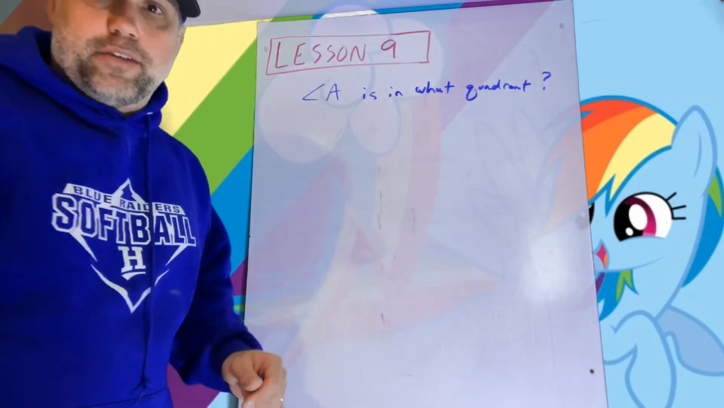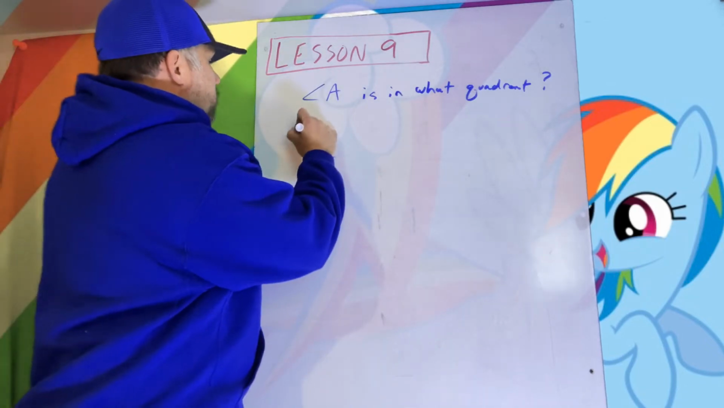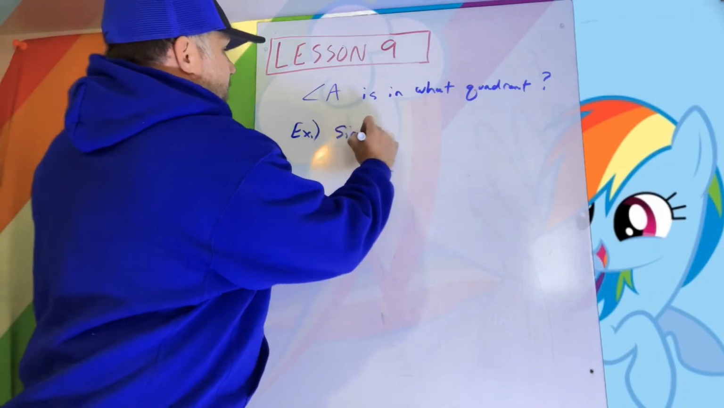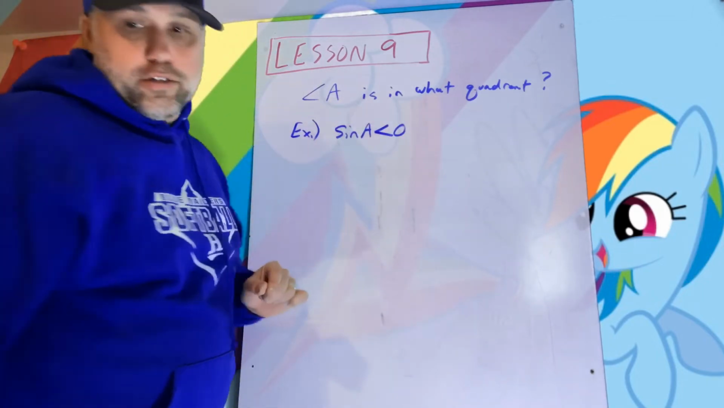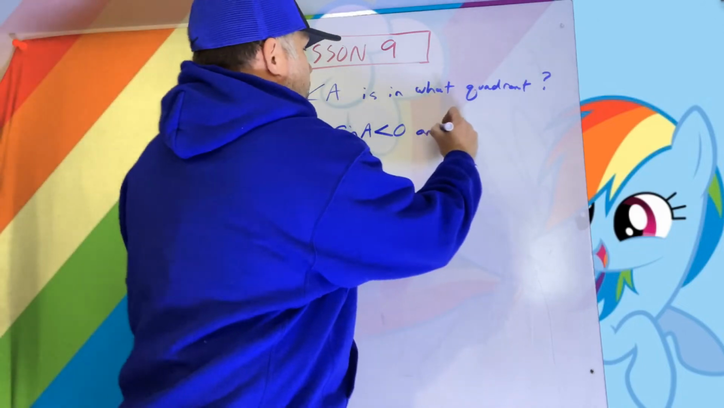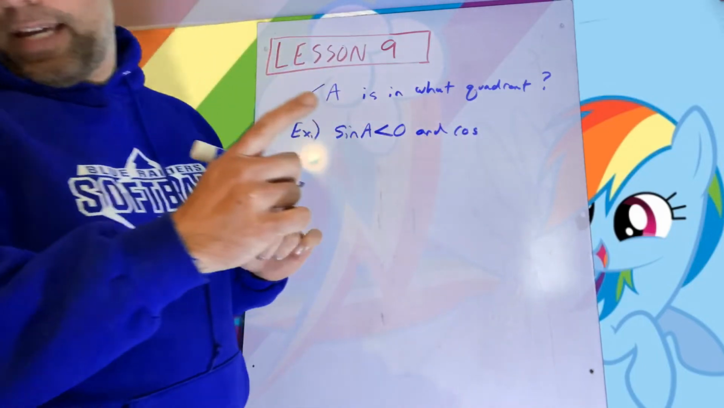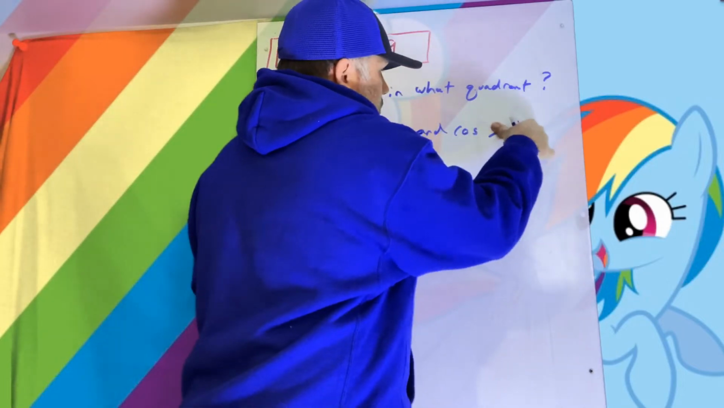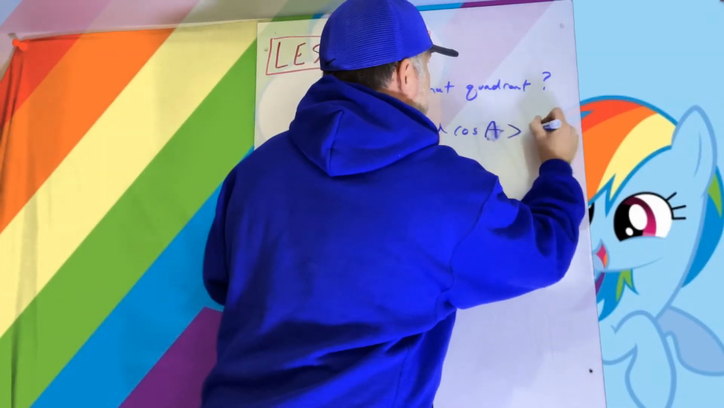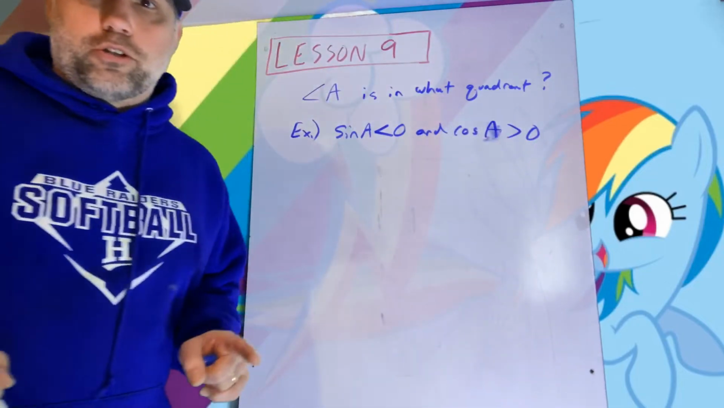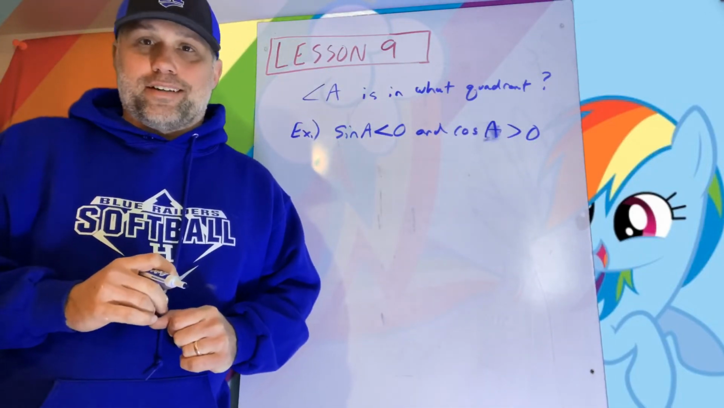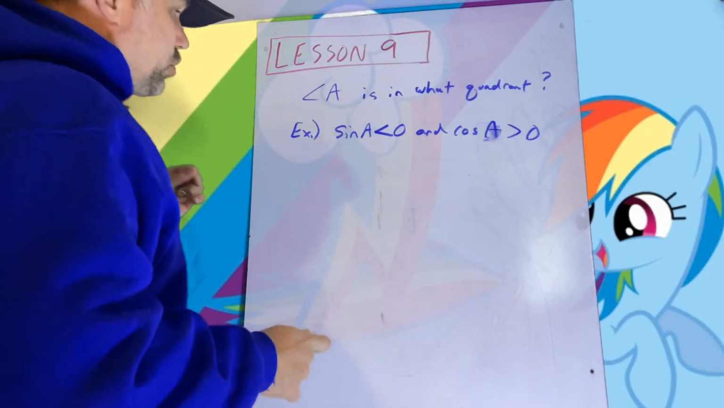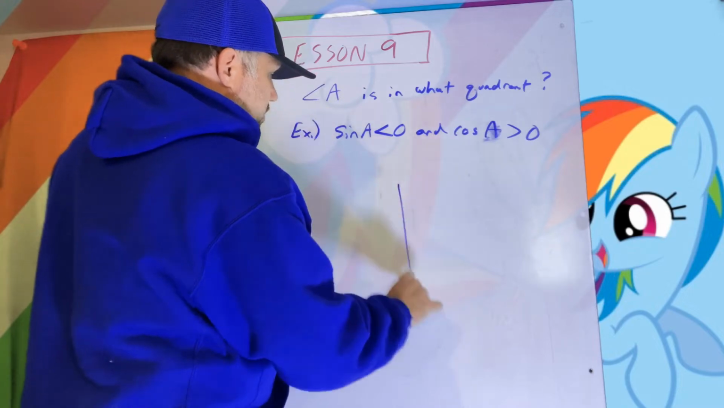All right, I'm going to give you a couple of examples of this. So here's example 1. What if I told you that the sine of angle A is smaller than 0 and the cosine of angle A is greater than 0? Those are your 2 clues. I want to know what quadrant we're in. All right, so we want to find out what quadrant angle A is lying in. We're going to use this new ASTC trick to teach us that.